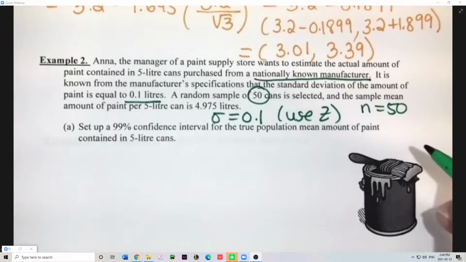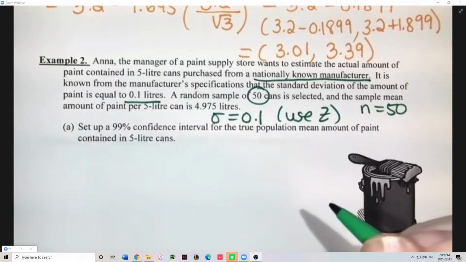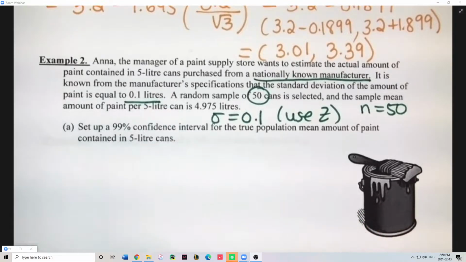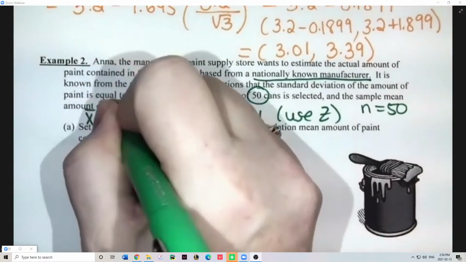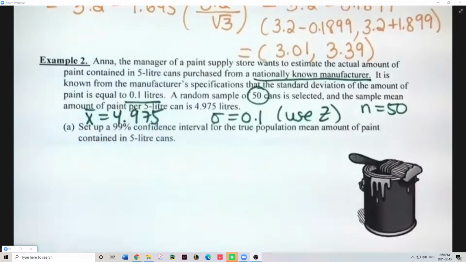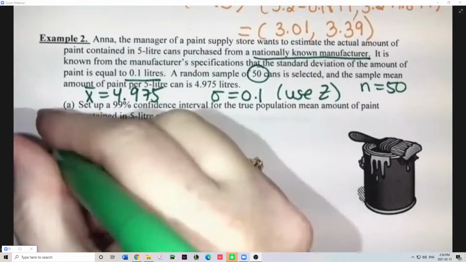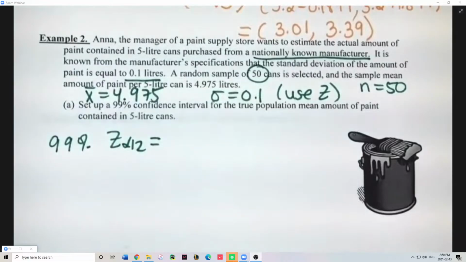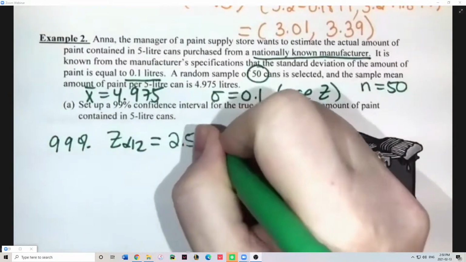The sample mean is 4.975. So what letter do you use for sample mean? That would be X bar equals 4.975. Set up a 99% confidence interval. Okay, so look up your critical Z for 99%, either back a few pages or on the bottom of the T table. So it should be 2.576.